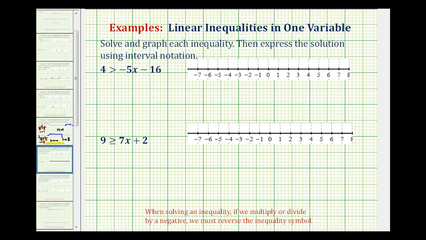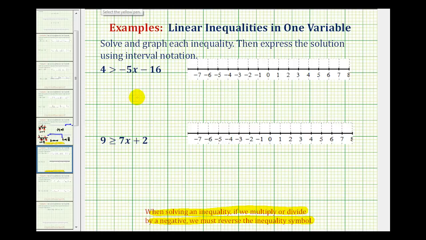We want to solve and graph each inequality and then express the solution using interval notation. The method for solving a linear inequality is the same as solving a linear equation, except when solving an inequality, if we multiply or divide by a negative, we must reverse the inequality symbol.